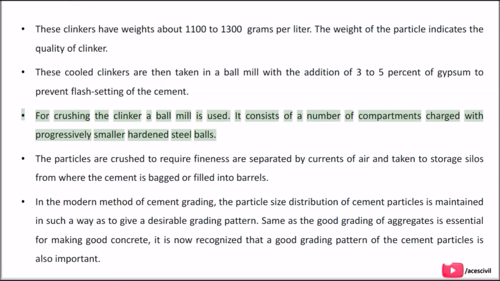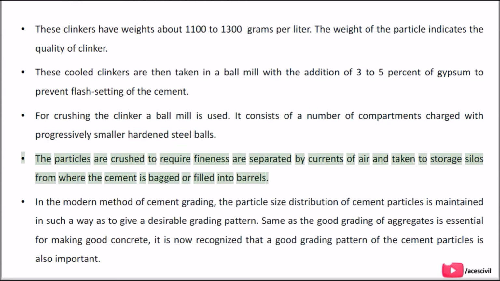For crushing the clinker, a ball mill is used. It consists of a number of compartments charged with progressively smaller hardened steel balls. The particles are crushed to the required fineness, separated by currents of air and taken to storage silos, from where the cement is bagged or filled into barrels.